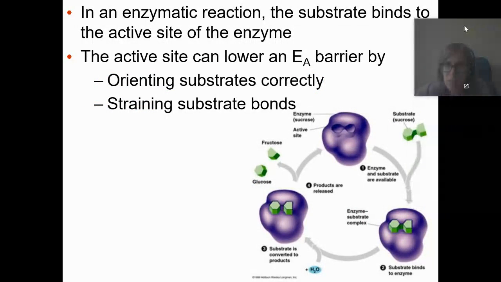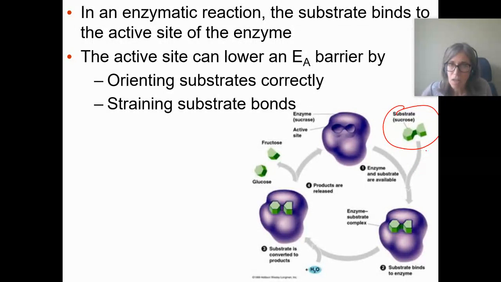So let's move this out of the way. So here is where we start. Here's the substrate, sucrose in this case, and here's an enzyme, sucrase. And the substrate goes into the enzyme, and then the enzyme takes it and just pulls a little bit, strains those bonds, and the bond is more likely to come apart that way, right here. And then you have your two products, and then it can work again and again.